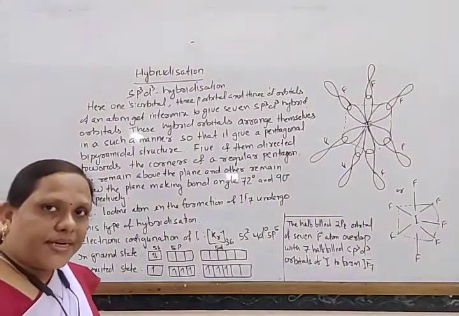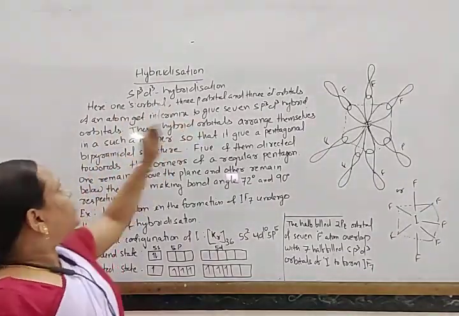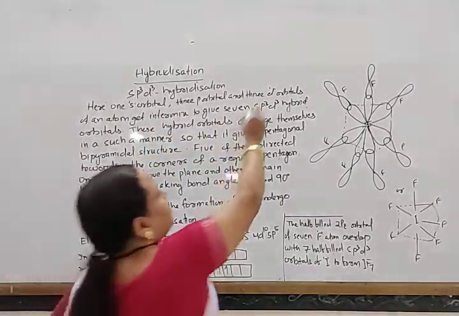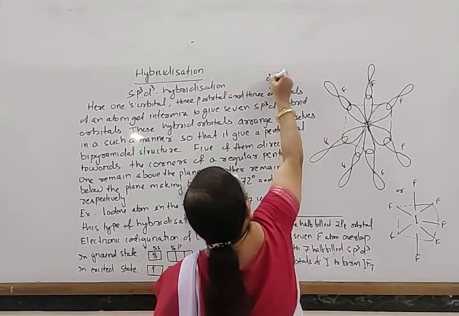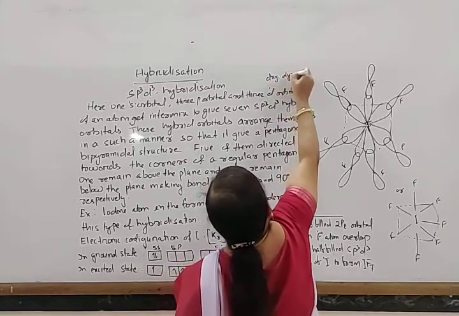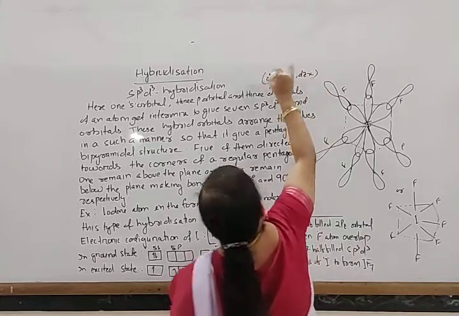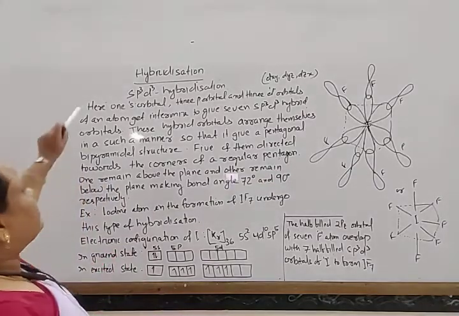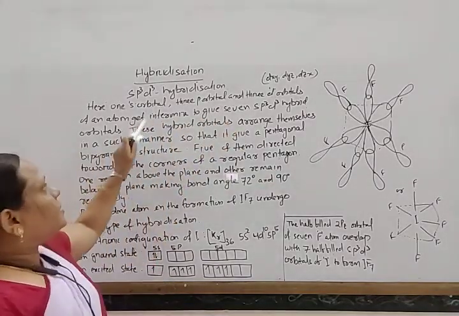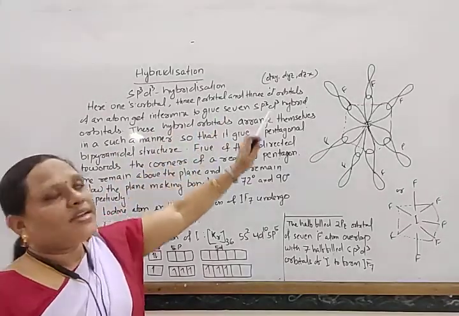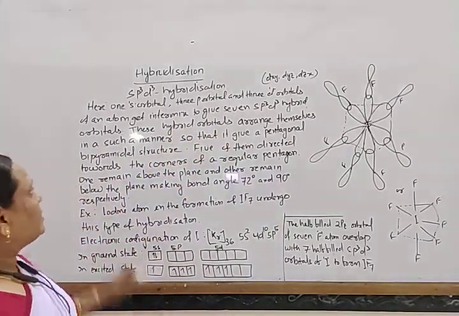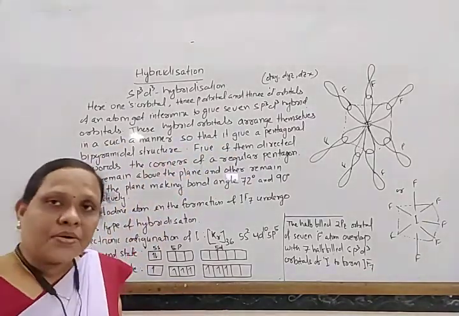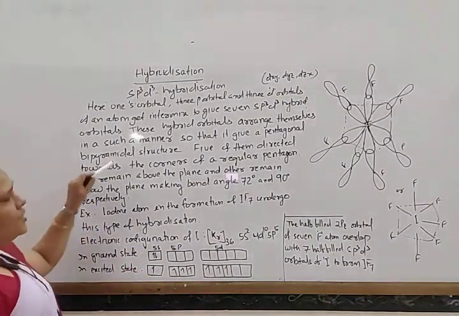So note down the points. sp3d3 hybridization: here 1 s orbital, 3 p orbitals and 3 d orbitals. Among the d orbitals, here actually dxy, dyz and dzx. So these orbitals, that is, the in-between axis ones, remain as the equatorial orbitals. 3d orbitals of an atom get intermixed to give 7 sp3d3 hybrid orbitals. These hybrid orbitals arrange themselves in such a manner that it gives a pentagonal bipyramidal structure.